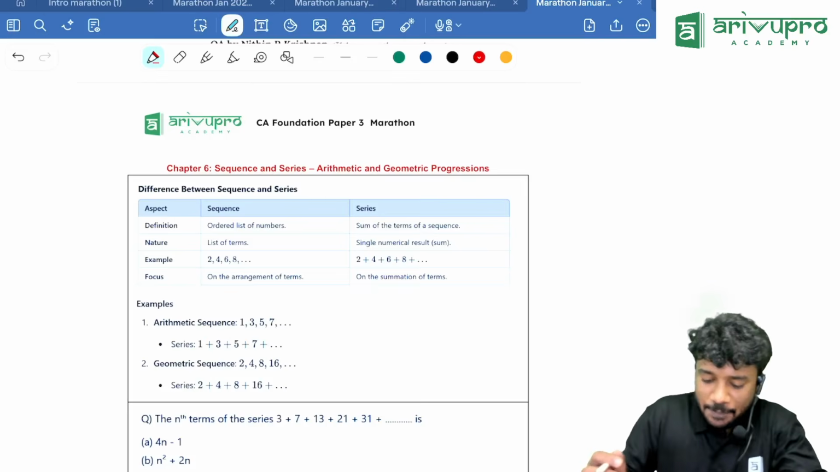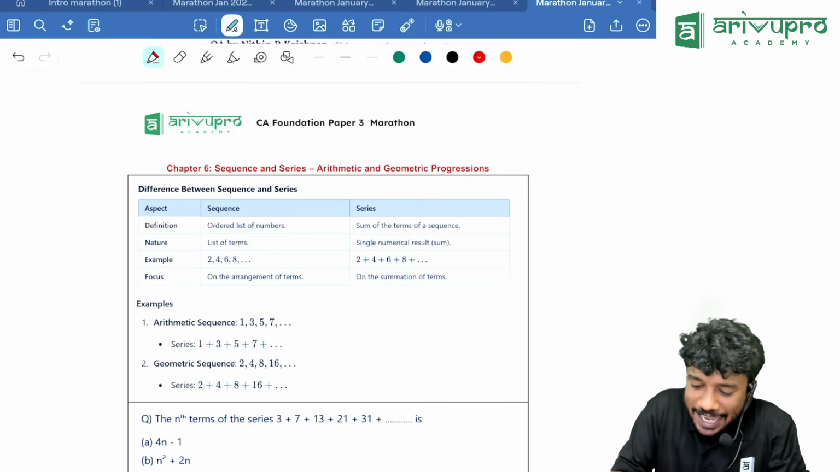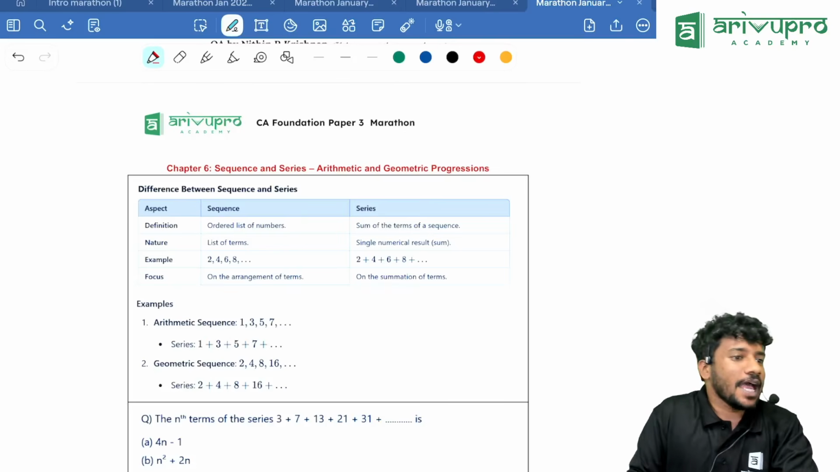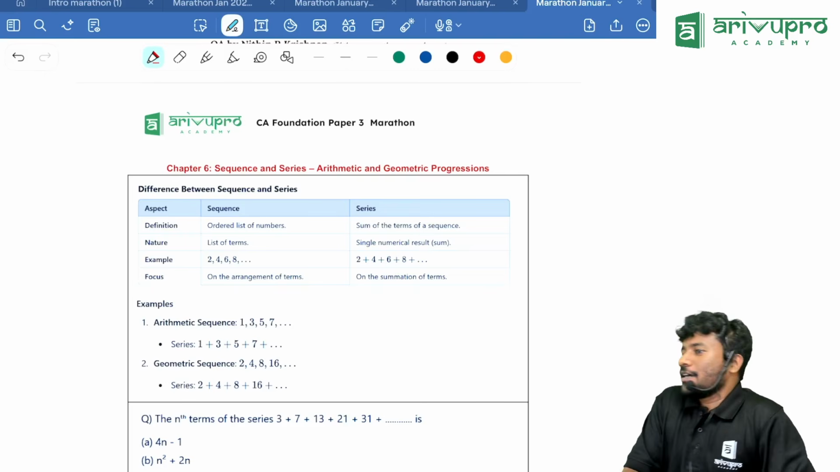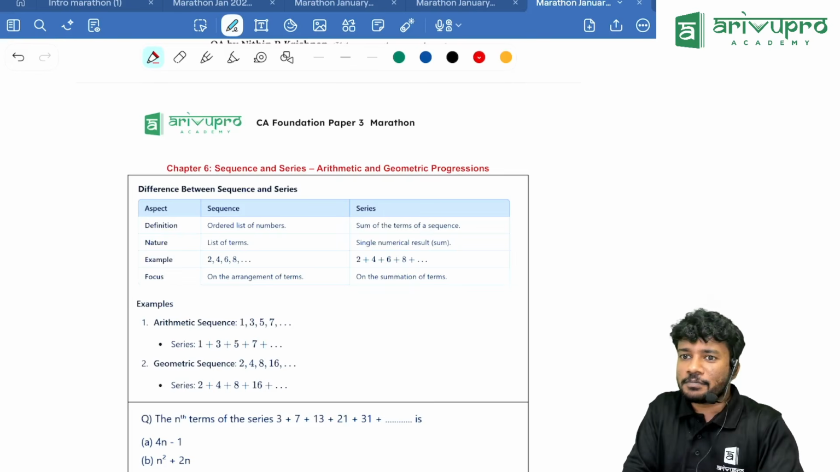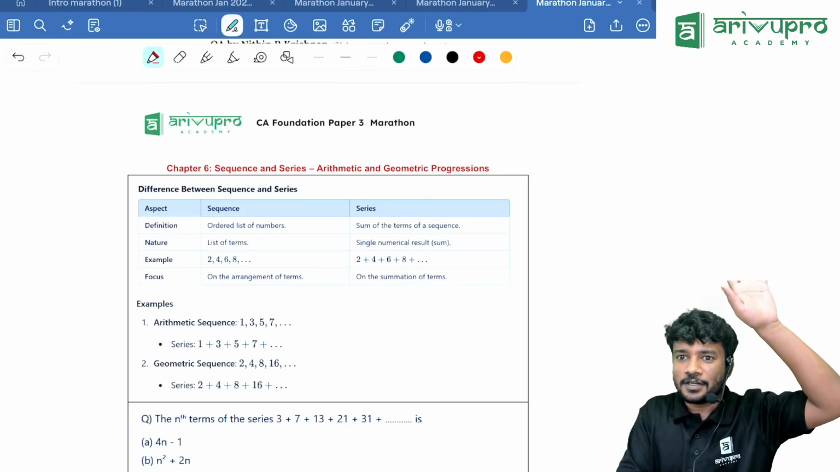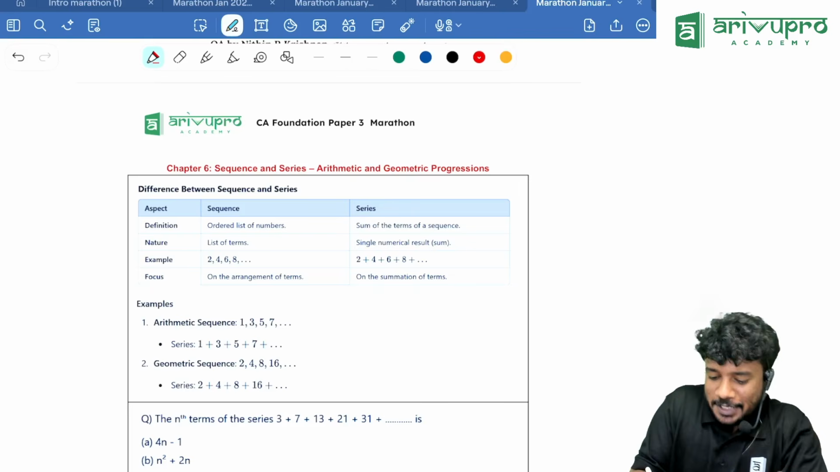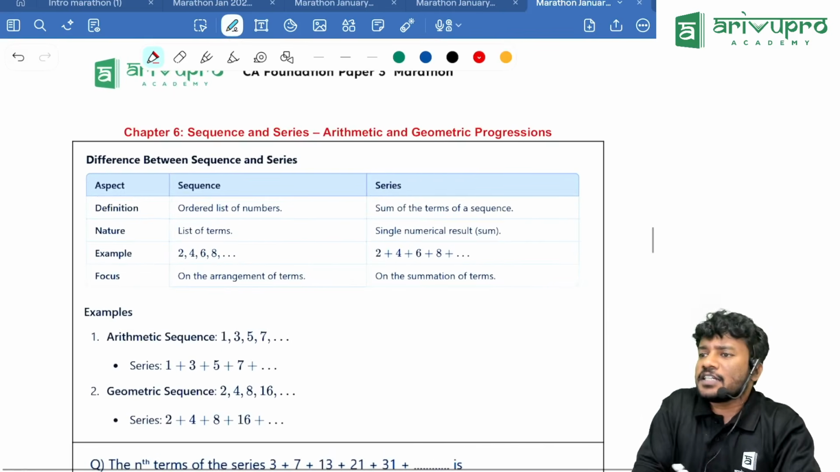Chapter 6, Sequence and Series, AP and GP. Okay. AP and GP, how many of you are learning this chapter for the first time? Anyone learning for the first time? Okay, fine. Now, chapter 6, the weightage of this chapter is how much?